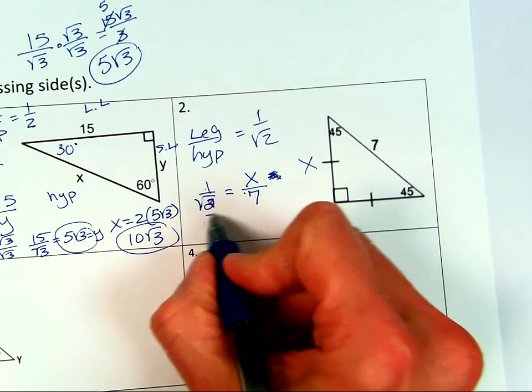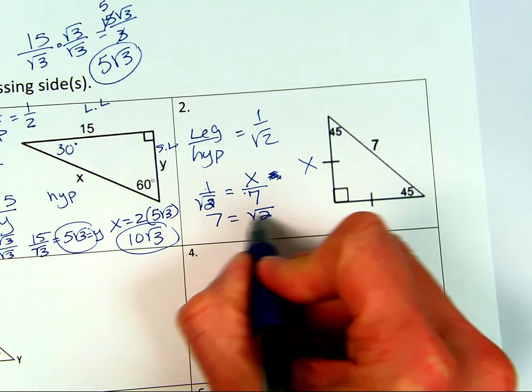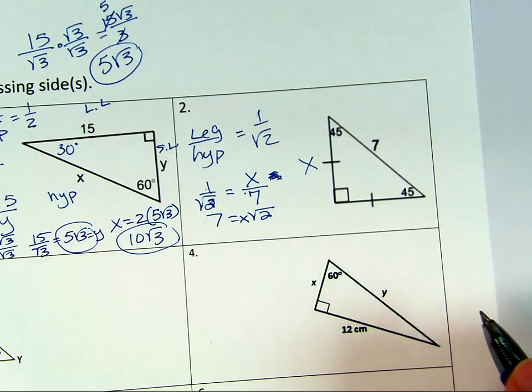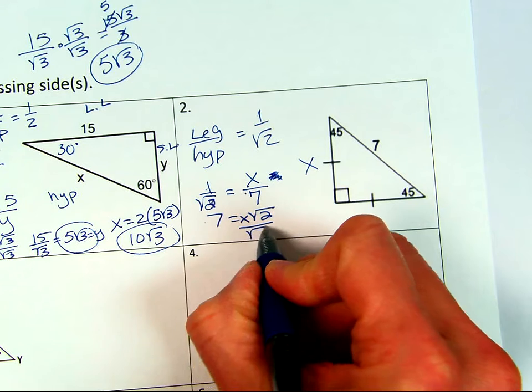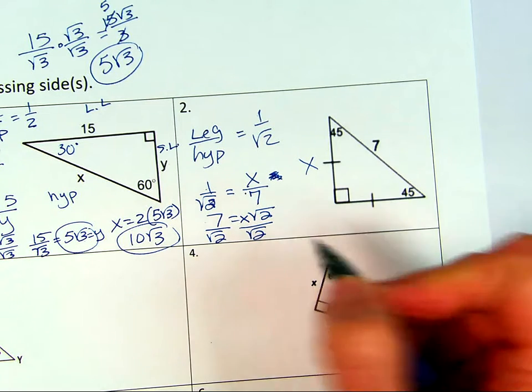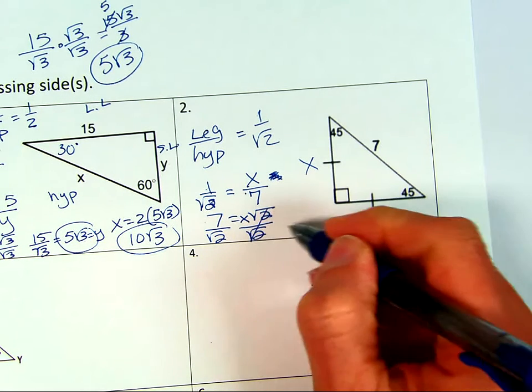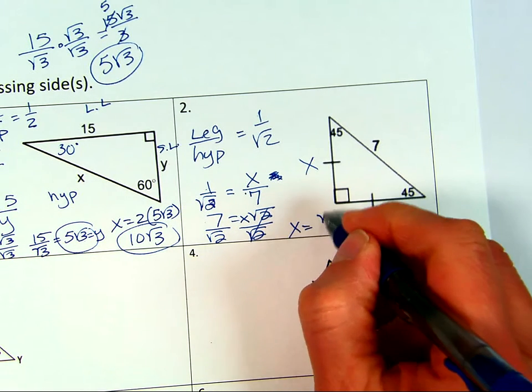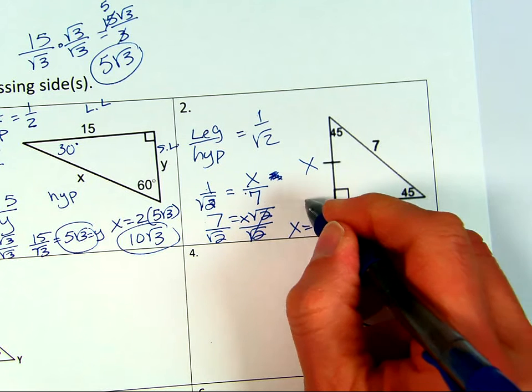So I cross multiply, and I get 7 equals x times the square root of 2. So I divide both sides by the square root of 2. And when I do that, that cancels out. I get x equals 7 over the square root of 2.